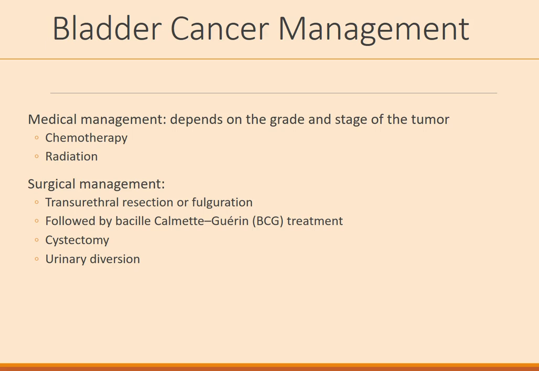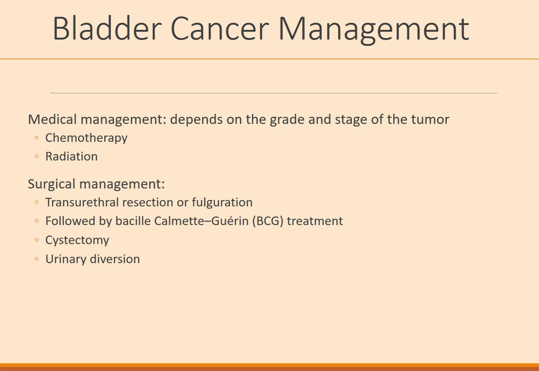So bladder cancer management, medical management depends on the grade and the stage of the tumor, so they can do chemotherapy and radiation. Surgical management is going to be a transurethral resection or fulguration. I've dealt mostly with TURPs in the hospital, but basically it's a transurethral removal of the prostate. We call it a TURP. And basically, you put patients on 3-way catheters and flush out that system until it pushes all the blood clots out, and then they go back home.